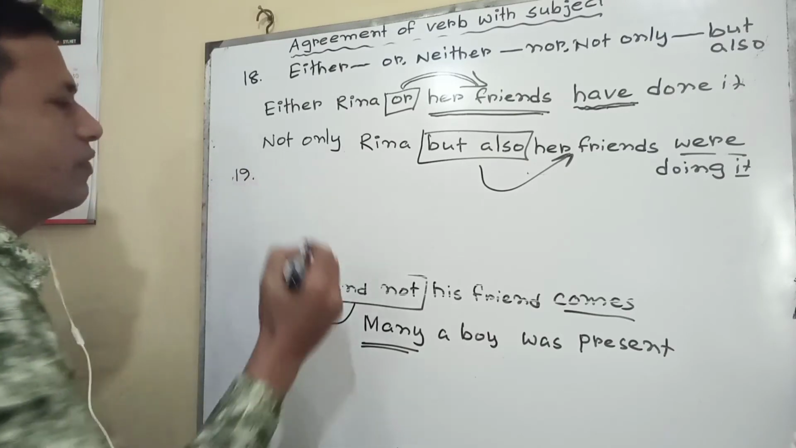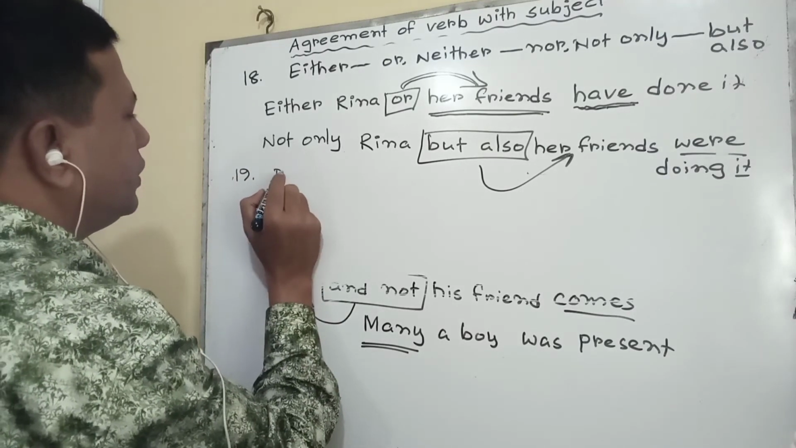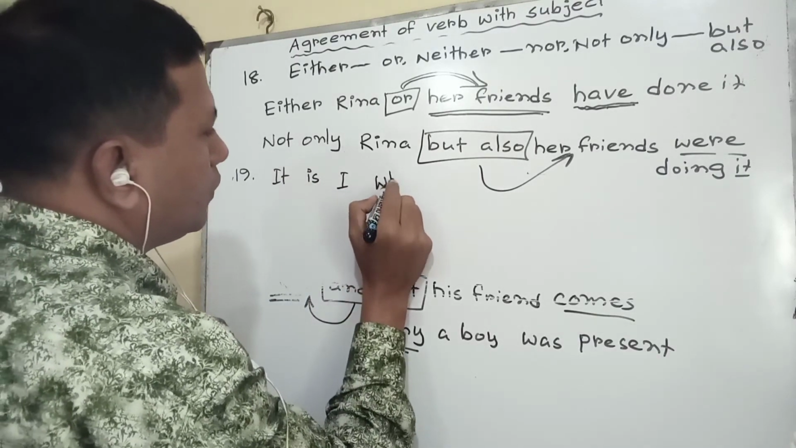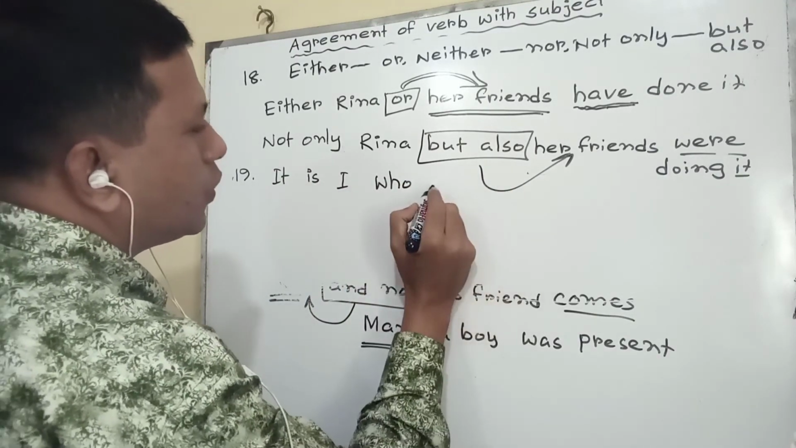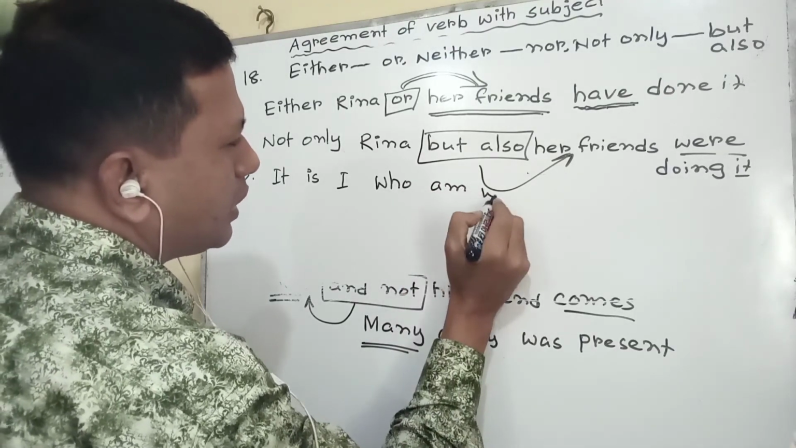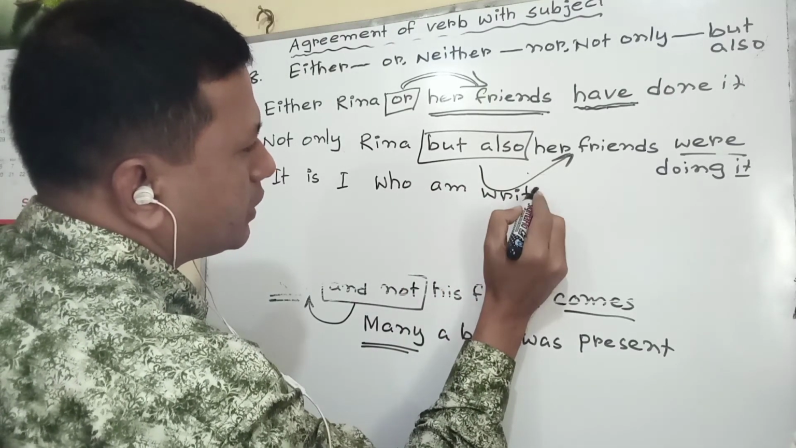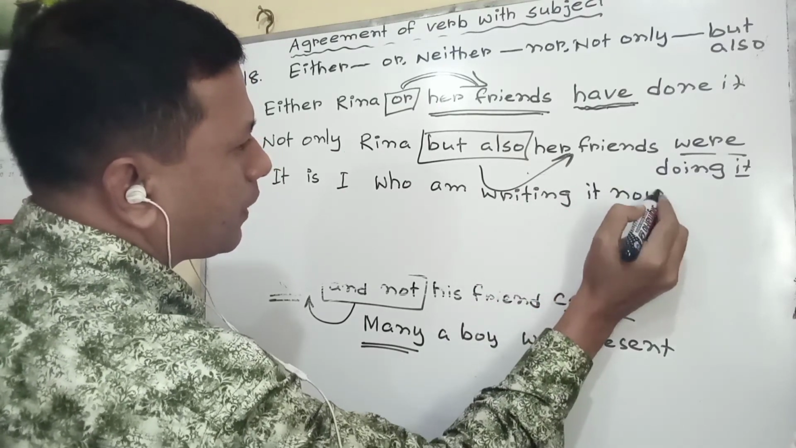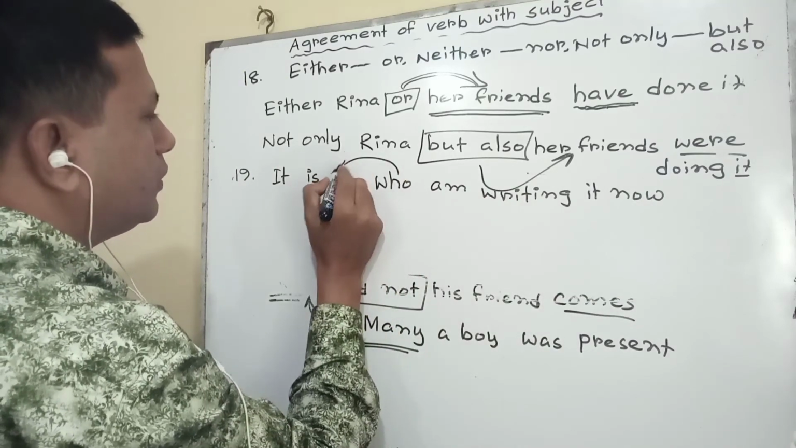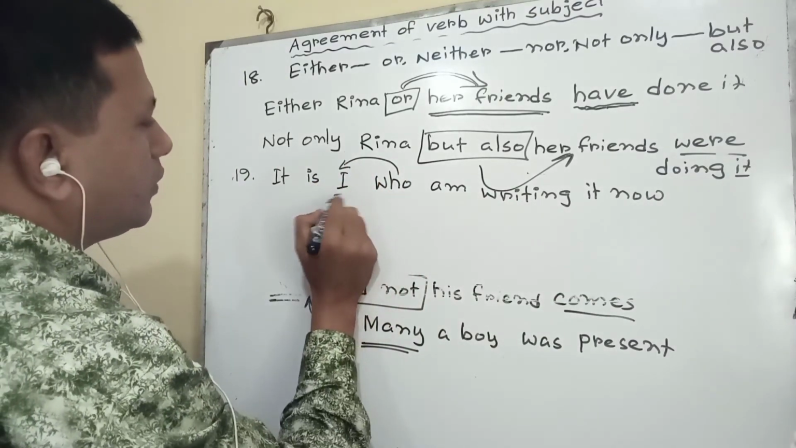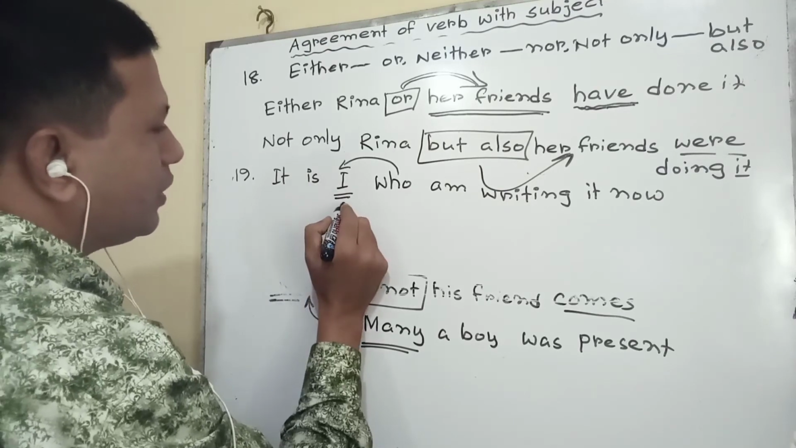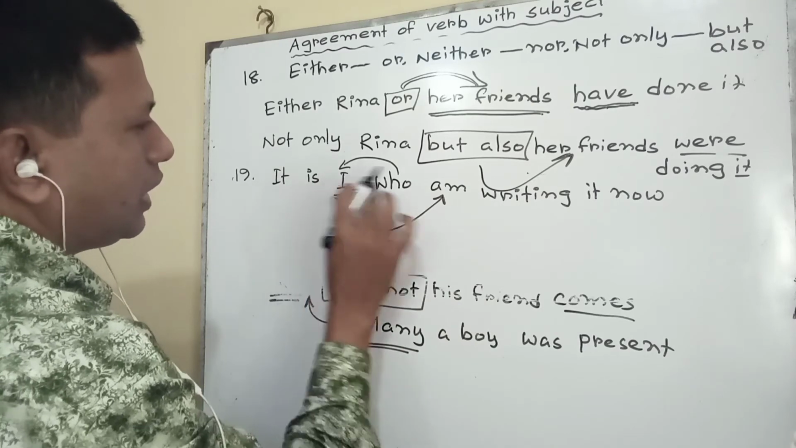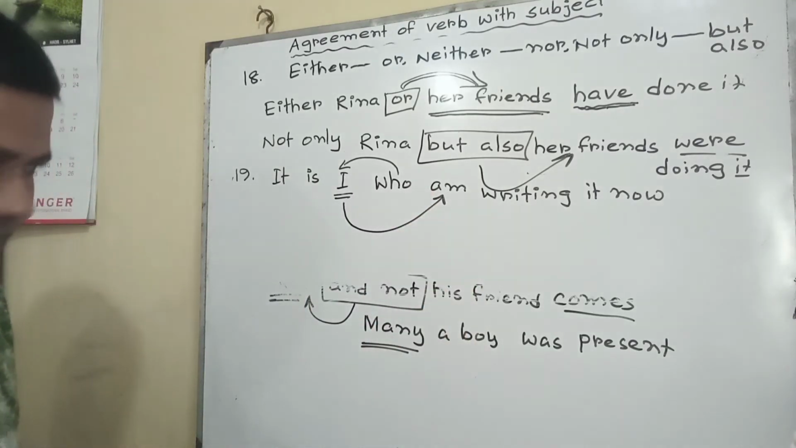Rule 19: in the case of a relative pronoun, it is "I who." It is I who am writing it now. Before a relative pronoun or relative adverb, the noun or pronoun is called the antecedent. According to this one, I have to put the verb. Such as "it is I": with I, "am" is accepted in this way.